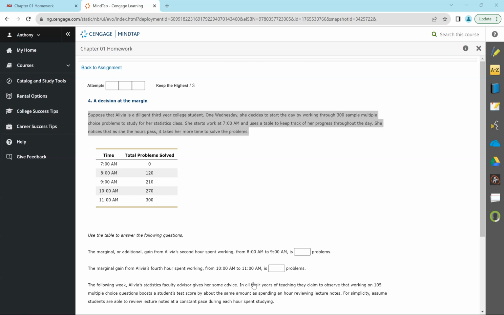It wouldn't be 90 problems? To me, I think it's 90, but because it says additional, I don't know if it's the difference between the two of them. So I always like to check a couple of problems here to see. Marginal gain is, yeah, so from 7 to 8 a.m. No, this is 8 to 9. Okay, from 8 to 9 is 90. We'll go with 90 there.